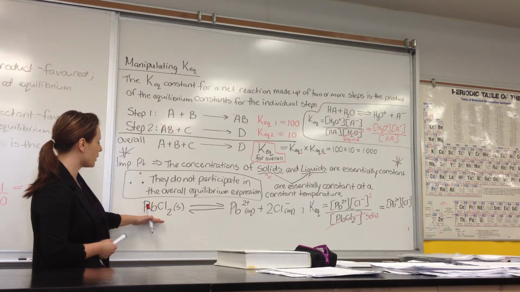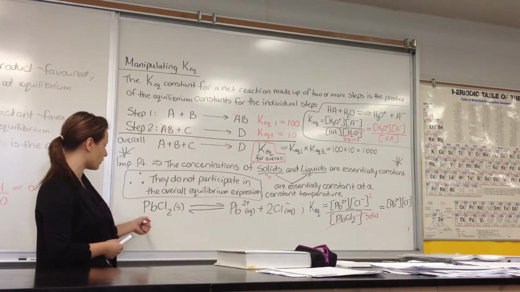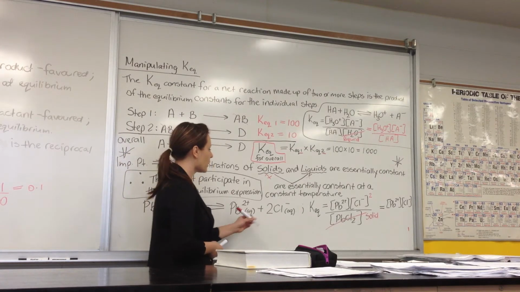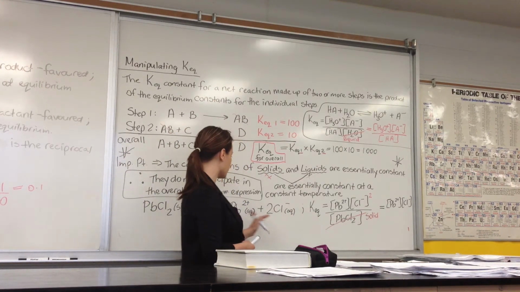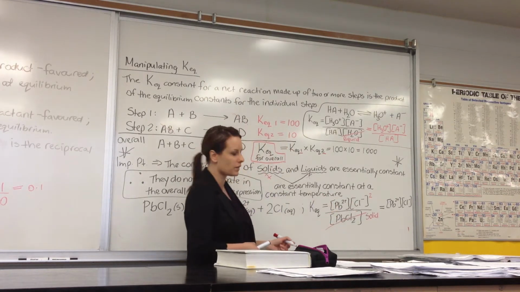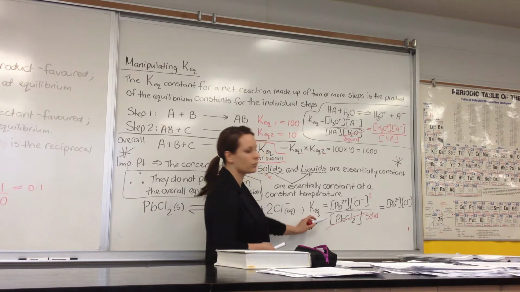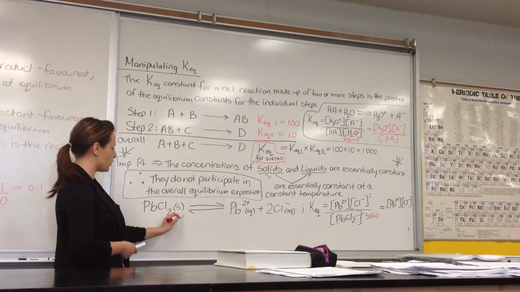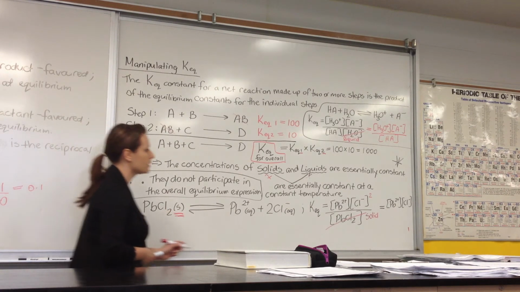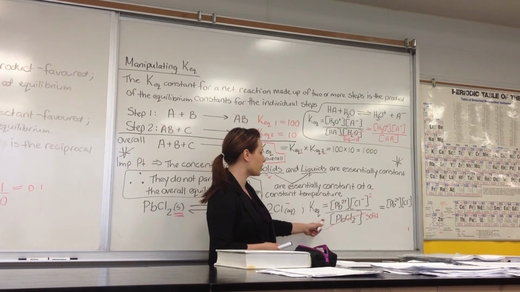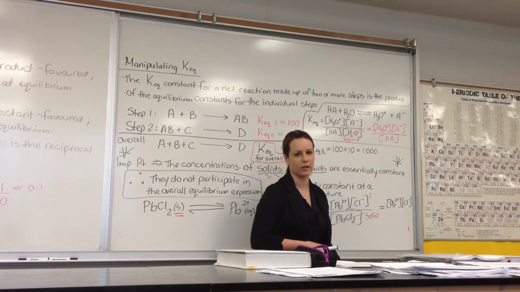For example, if we're talking about the dissociation of lead chloride to give us lead 2+ ions and 2 chloride ions, the way we would write its equilibrium expression is the product of the concentrations of the two ions. However, we do not put the solid in the denominator, because PbCl2 is a solid, and we know that because we have our little subscript S, which tells us that this is a solid. This plays no part in the equilibrium expression, therefore K equilibrium is just the product of the ion concentrations.